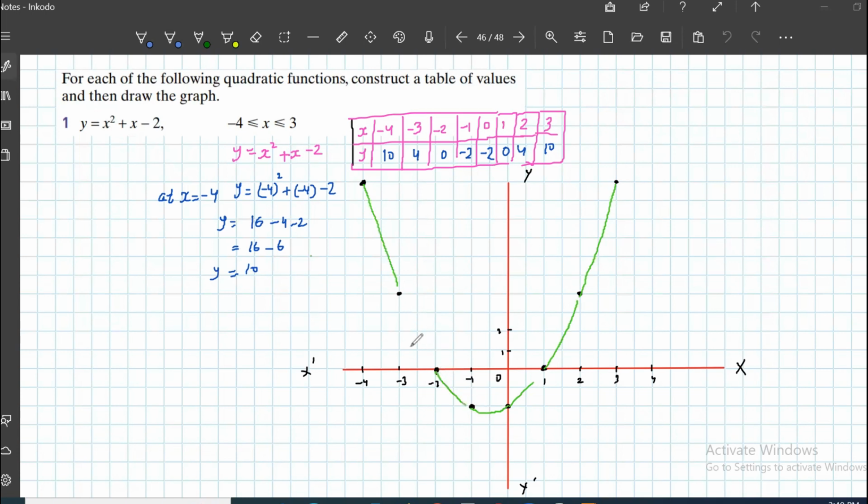You can connect them one by one. So in this way, you will find the answer, which is a U shape. And remember that when you check this equation or function, y is equal to x square plus x minus 2, the coefficient of x square is 1, meaning a is 1, which is greater than 0. So it's a U shape. As you can see, we found a U-shape parabola. That's what they want us to do: construct a table of values and then draw the graph. I hope you understand.